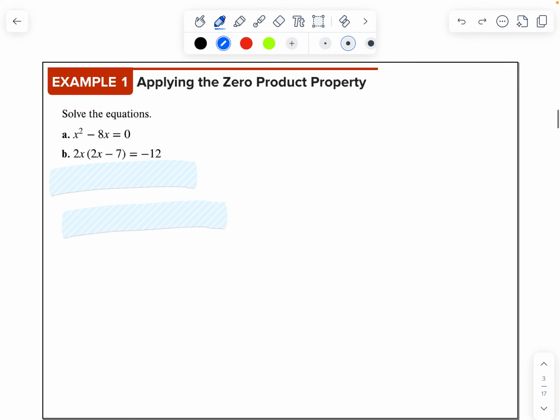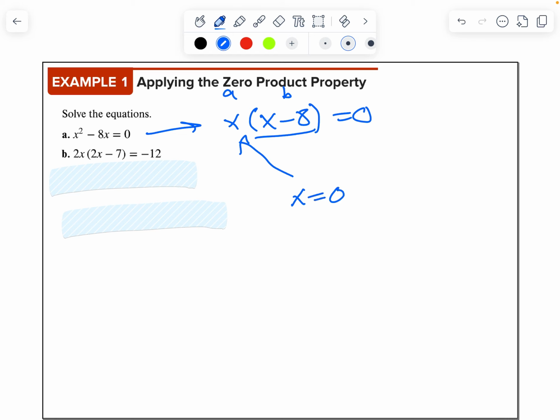We want to apply the zero product property. That means we want to solve by factoring in each of these. The first one, it has two terms. It's not a difference of squares, but it does have a GCF. We can factor out a GCF of x and have x minus 8. And then again, if we're treating this as our a and this is our b, 0 would make that first factor 0. And 8 would make the second factor 0. So 0 and 8 are the two solutions.